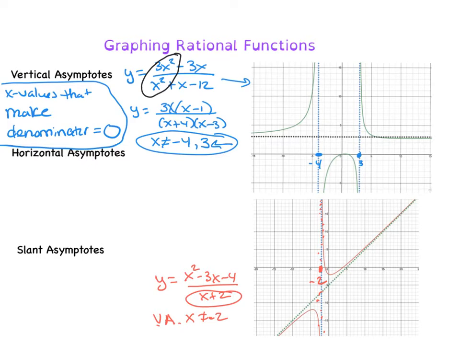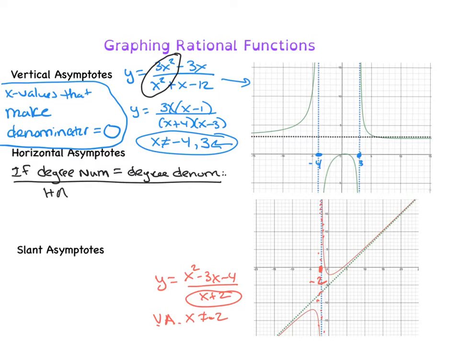So I want you to notice, if the degree of the numerator equals the degree of the denominator, then you have a horizontal asymptote at y equals... now let's look back over here. Here's our horizontal asymptote. And if you count, this is at y equals 3.